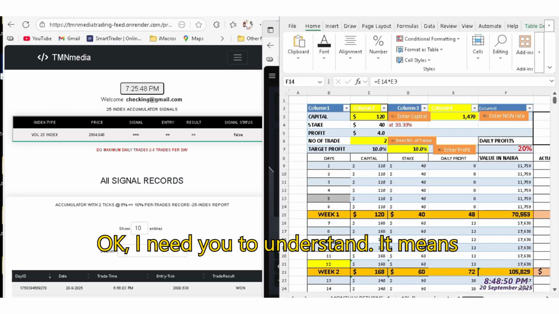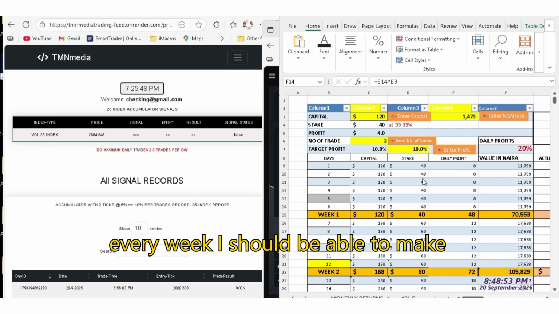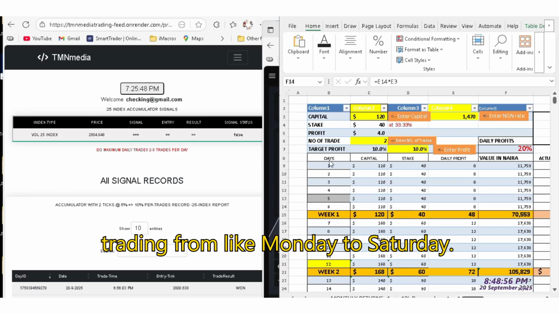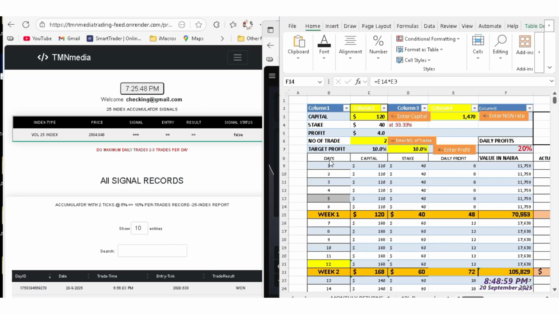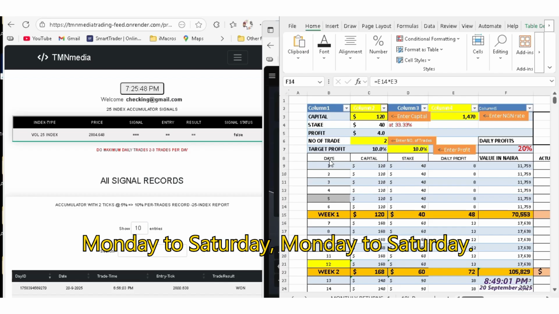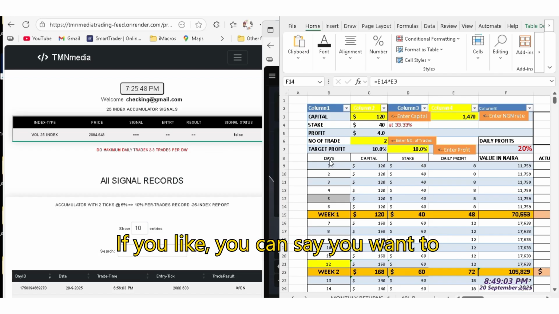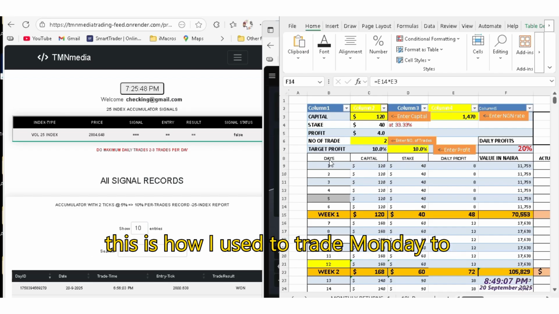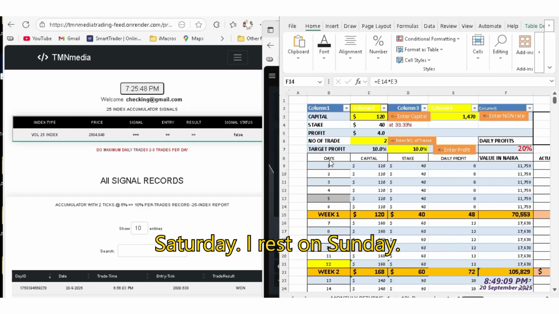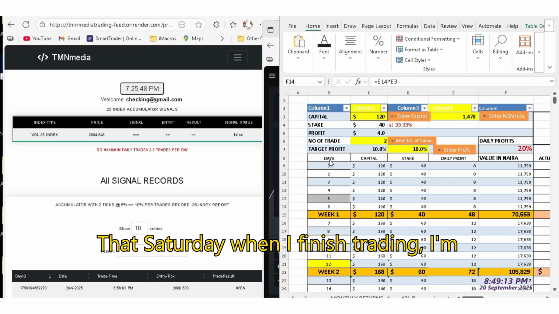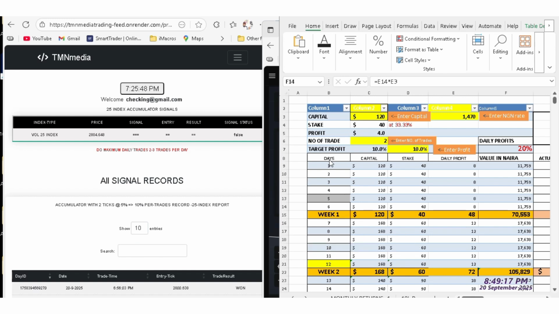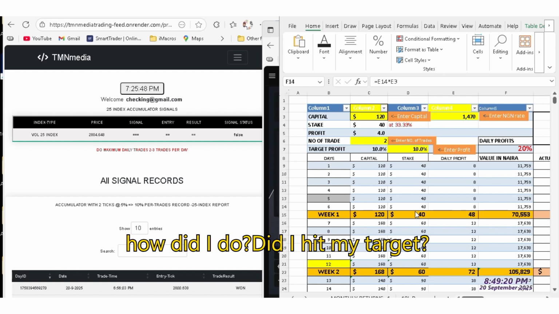Okay? I need you to understand. It means every week I should be able to make 70,000 naira because now I'm trading from Monday to Saturday. If you like, you can say you want to trade Monday to Friday, no problem. But this is how I used to trade, Monday to Saturday. I rest on Sunday. That Saturday, when I finish trading, I'm going to analyze my trade. Oh, how did I do? Did I hit my target?